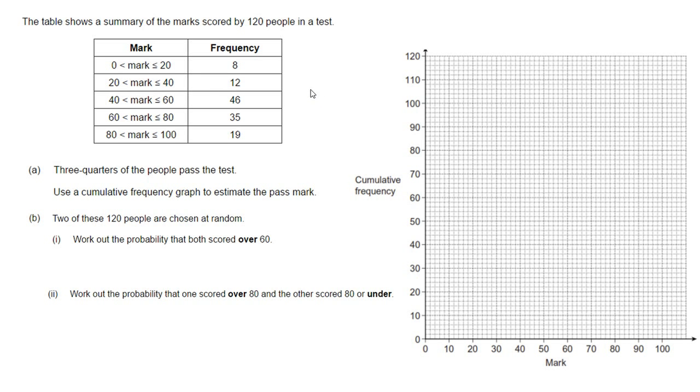So here we have a GCSE exam question on cumulative frequency. We've got a table of data and we're going to have to change this from frequency to cumulative frequency. So that's the first thing. And then in part A we've got to work out, if 3/4 of the people pass the test, so these are the marks that people got in a test, we're going to use a cumulative frequency graph to estimate what that pass mark was. So a nice little problem for part A.